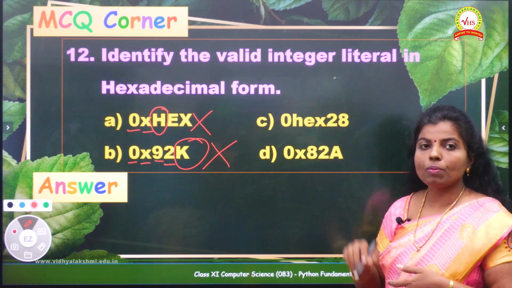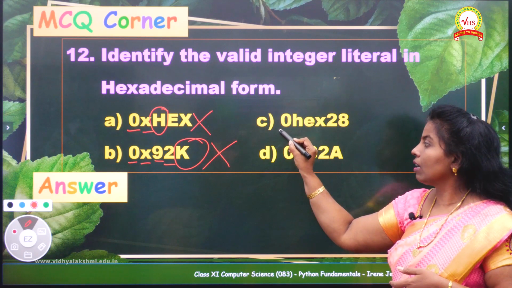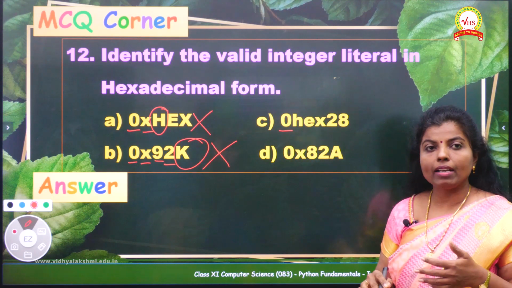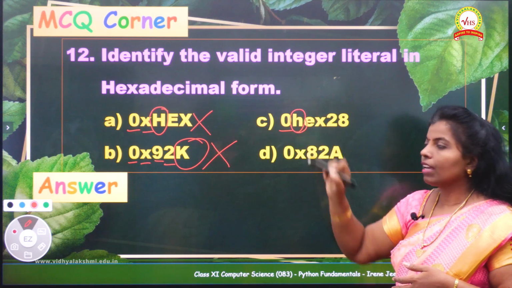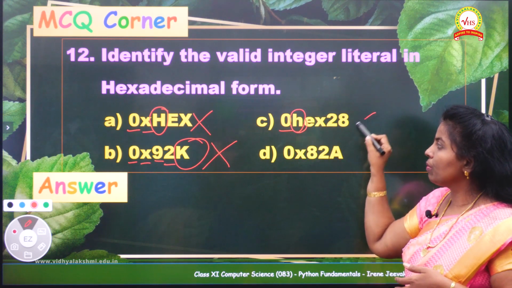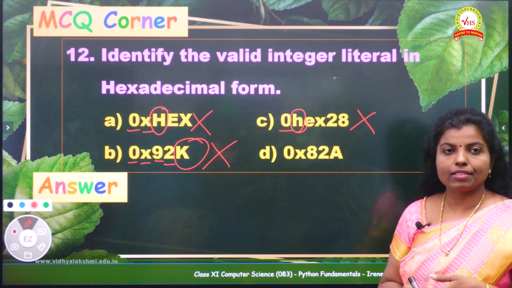If you see option C, it begins with the number 0 followed by, it should have a letter X, but it has the letter H. So this is not going to be a valid integer literal in hexadecimal form.